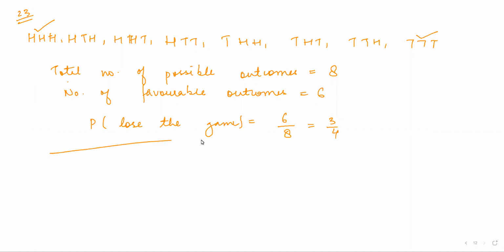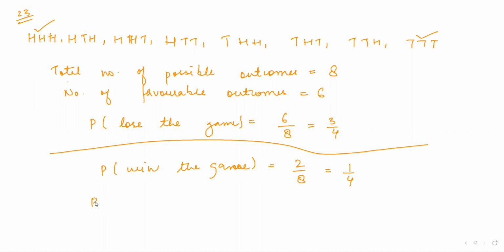This can also be done another way, like if you find the probability of winning the game, whatever comes to your mind you can do that way. So in these two cases he is winning, right? That means 2 by 8, so that is 1 by 4. Obviously, either he wins or he loses, so the sum of both the probabilities has to be 1. So the probability of losing the game will be 1 minus 1 by 4, that is also 3 by 4. Both ways you can do it.